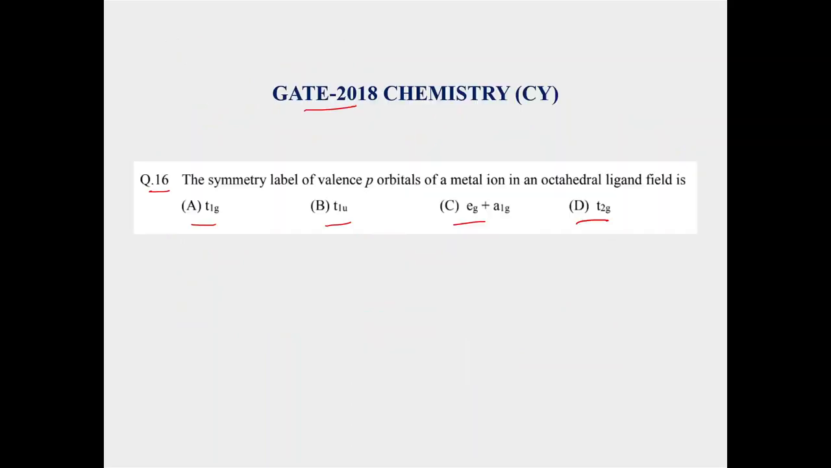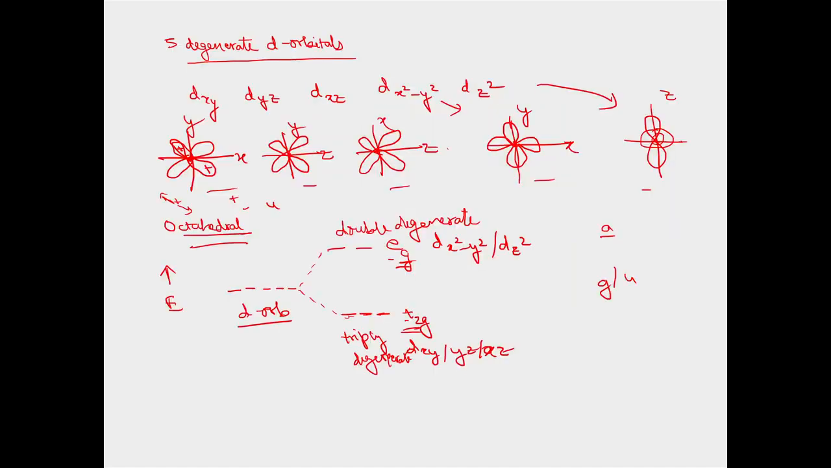Okay. So now we will see what happens for p orbitals. Now we know that we have three p orbitals, px, py and pz, right? And all of them, x, y, z.